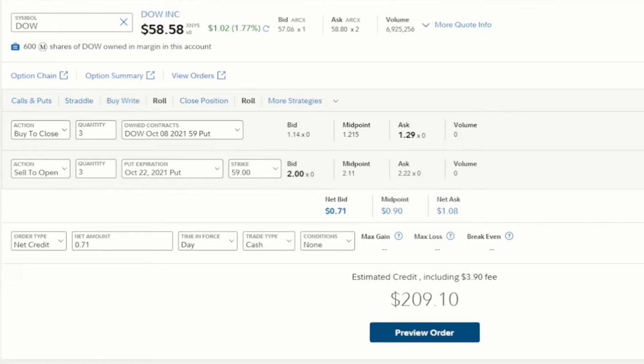But like I said, these are very diverse. There's lots of flexibility in here. So let's modify this a little bit. Let's say $59 is too rich for me because it's already trading at $58.58.